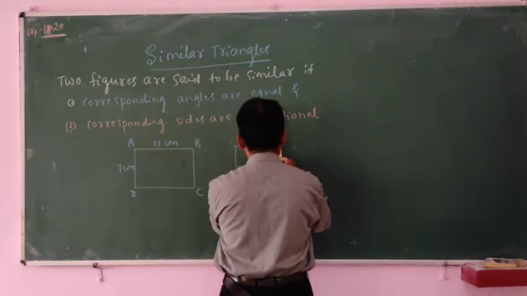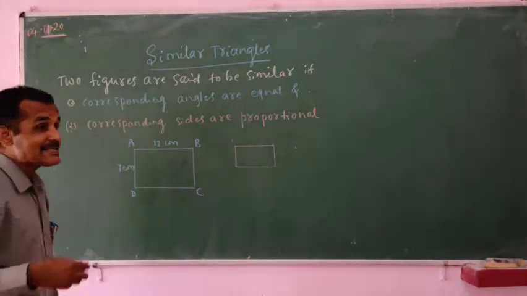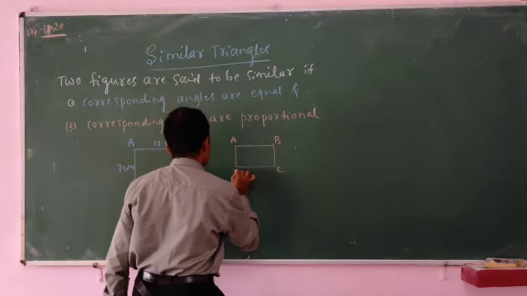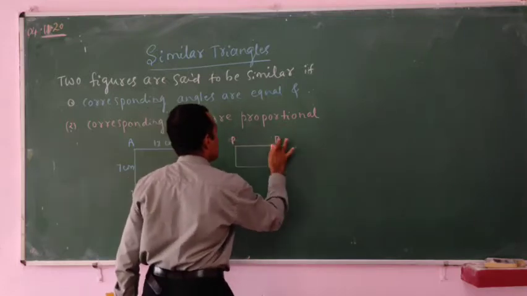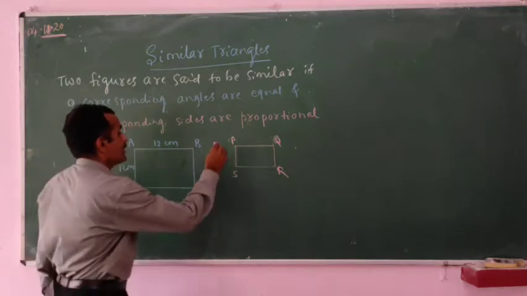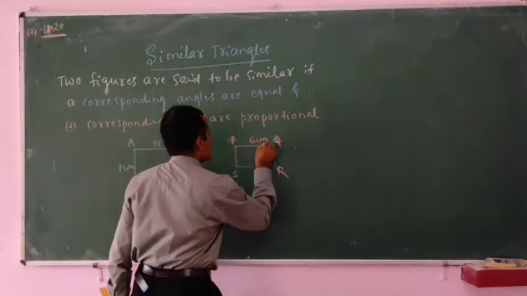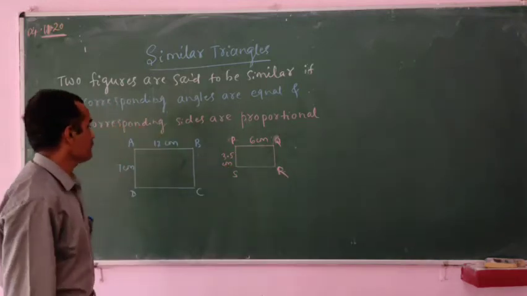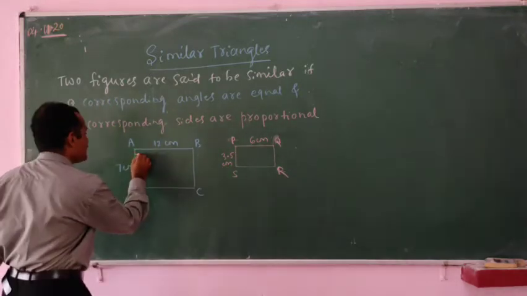Look at this figure, you get an idea of what we mean by similar. Okay, A, B, C, D. I will call the other one P, Q, R, S. This is 6 centimeter and this is 3.5 centimeter.